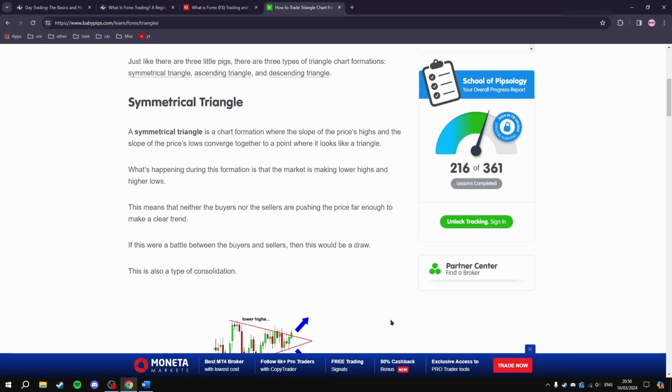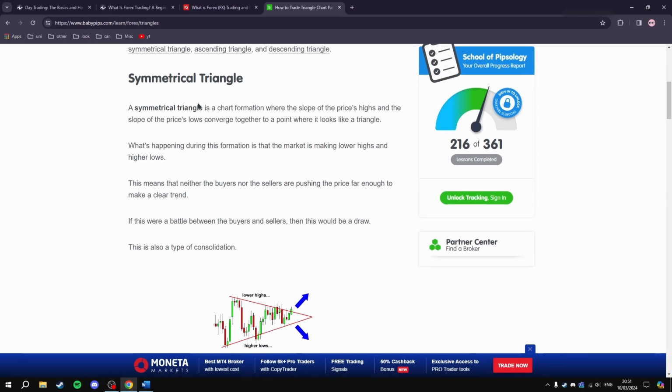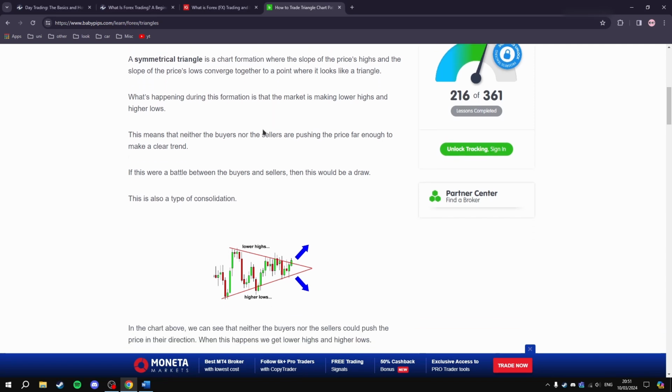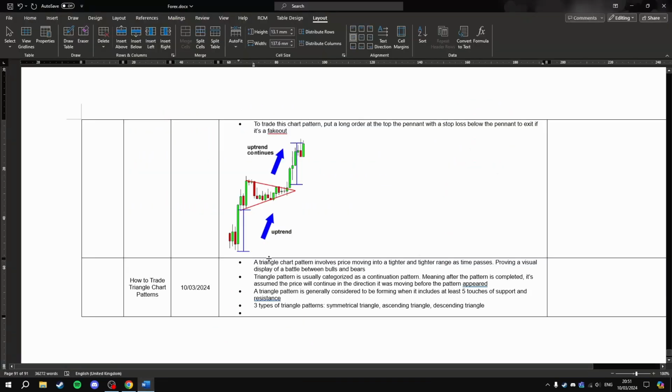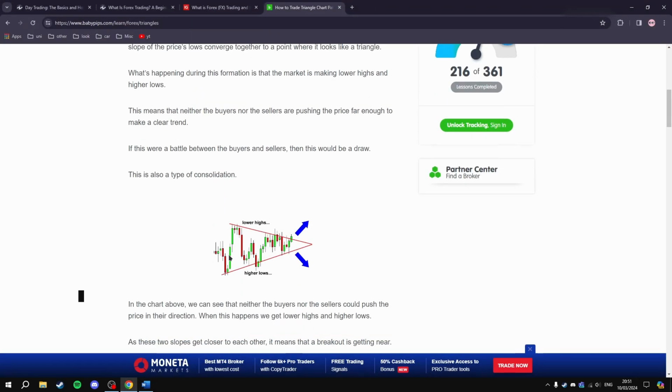Symmetrical triangle. A symmetrical triangle is a chart formation where the slope of the price's highs and the slope of the price's lows converge together to a point where it looks like a triangle. So this is what I guess the pennant that we looked at belongs to.